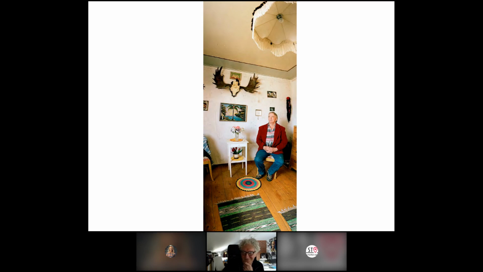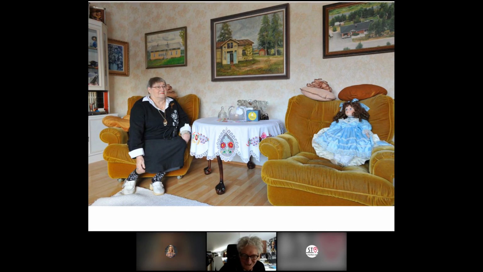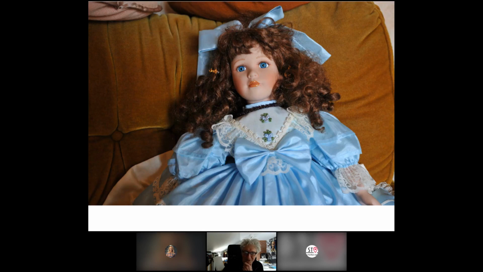And the river. And here is Kyllikki. Kyllikki lives in Ylitornio on the Finnish side. She's also very, very romantic, with a very beautiful home with paintings, with dolls, which she's collecting. And this is brought from Florida, from USA.